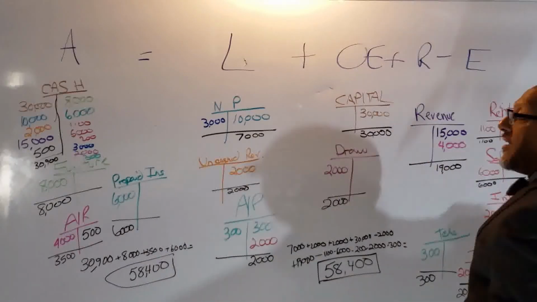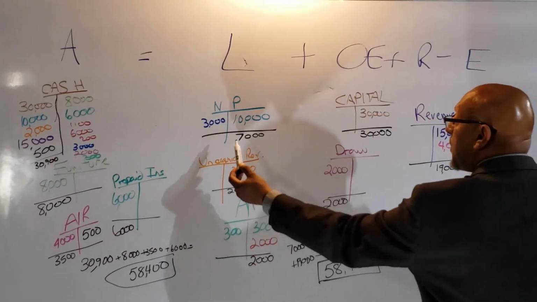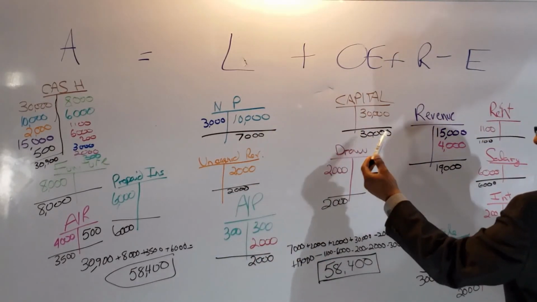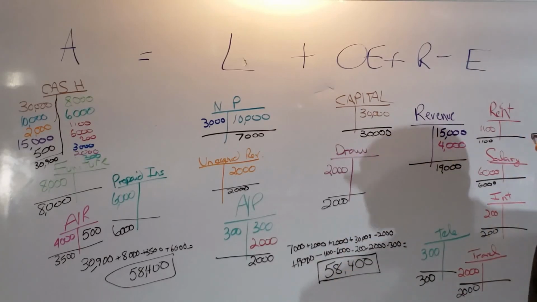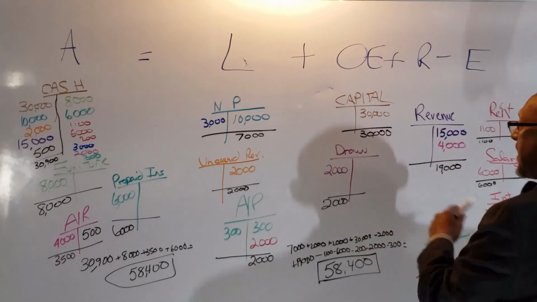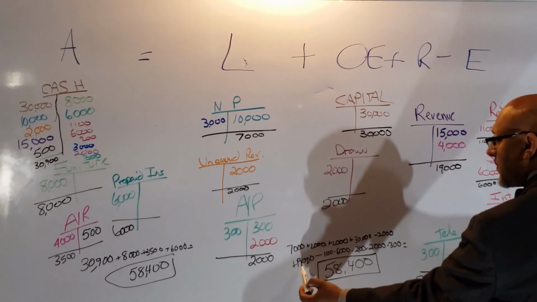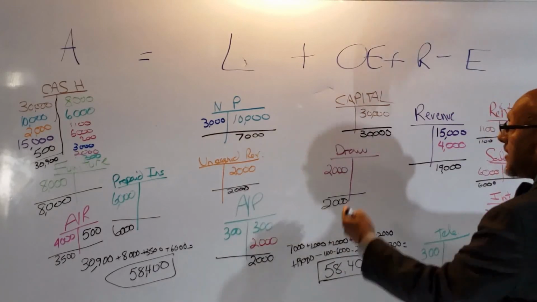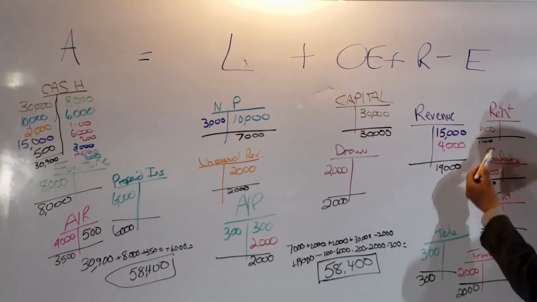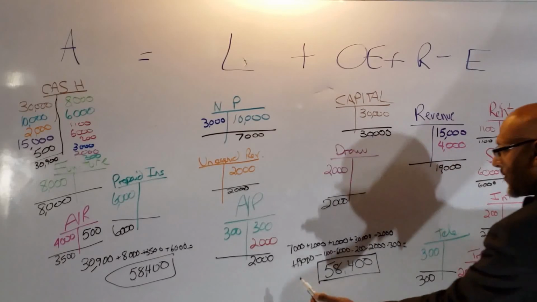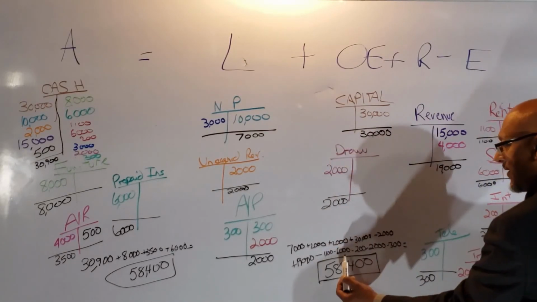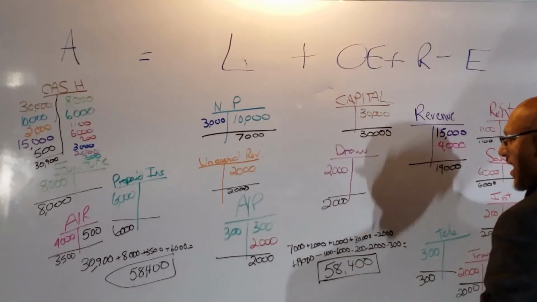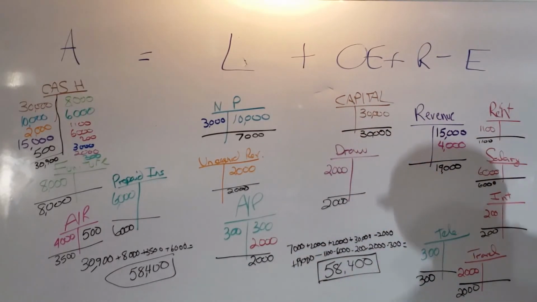On the right side of the equation, I took all the credit balances, 7,000, 2,000, 2,000, 30,000, 7,230, and I'm sorry, there's the 19,000 right here too. This is a credit balance. I added those together and subtracted out all the debit balances: the 2,000, 1,100, 6,200, 2,300. Add and subtract and you get 58,400.